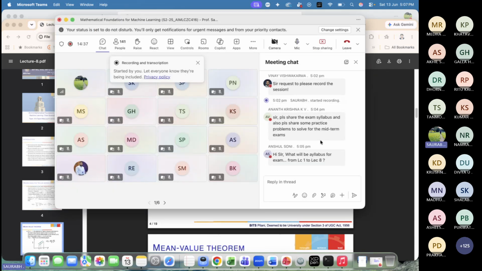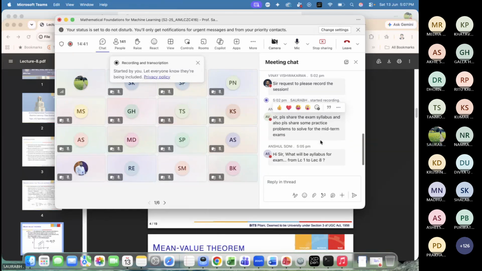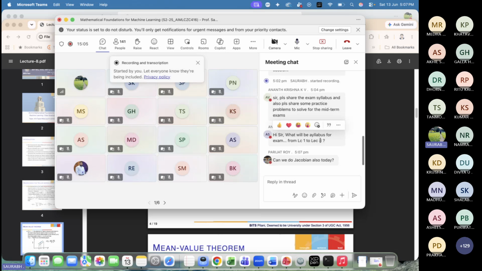The syllabus for the exam is from lecture 1 to 8. That's right. I have been sharing these problems. What I'll do is share some problems today in the evening, which will be a combined set of problems for lectures 7 and 8, I mean this session and the next session. The only thing you'll be left with is the problems from lecture number 3, on Jacobian, which is already there. I'll cover that tomorrow, mostly.